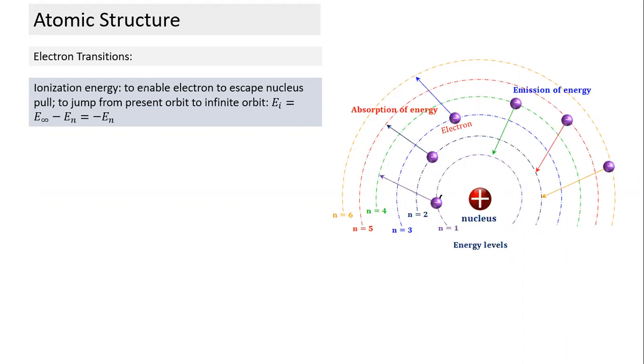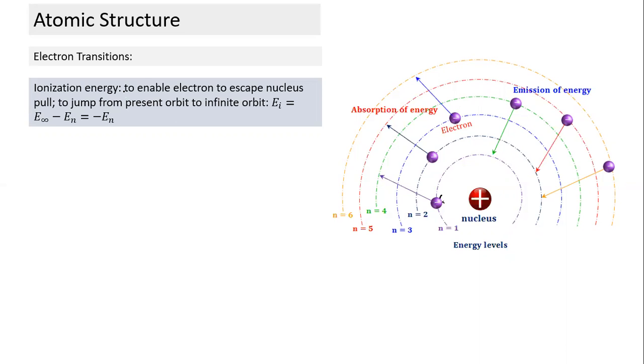What does ionization energy mean? Ionization energy is something similar to escape velocity. This ionization energy is the amount of energy which needs to be given so that the electron may escape the nucleus's pull. The nucleus is exerting an attractive pull, so to escape it, the electron has to reach infinity.